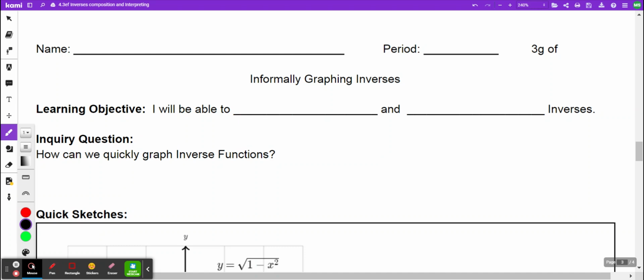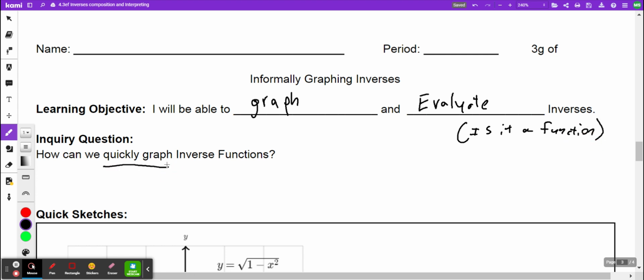So, I will be able to graph and evaluate inverses. Now, what is that part? Let me write it down. Is it a function? So how can we quickly graph inverse functions?